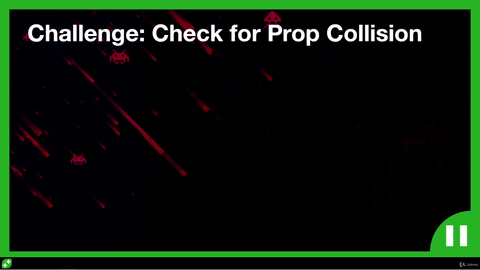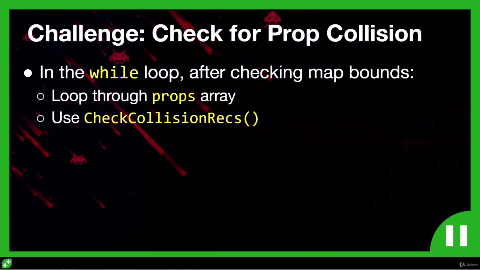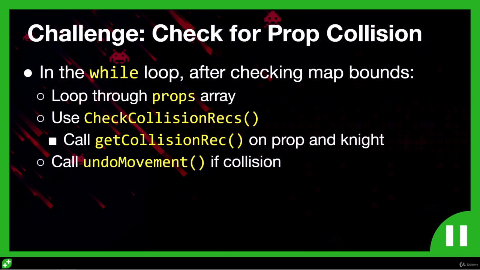So here's your challenge. You're going to check for prop collisions. In the while loop, just after checking the map bounds, loop through the props array and use CheckCollisionRecs, the built-in raylib function that takes two rectangles as arguments. You're going to call getCollisionRec on both the prop and the knight to get those collision rectangles to pass in to CheckCollisionRecs. Then call undoMovement on the knight if there's a collision. Keyword if. Pause the video and do this now.